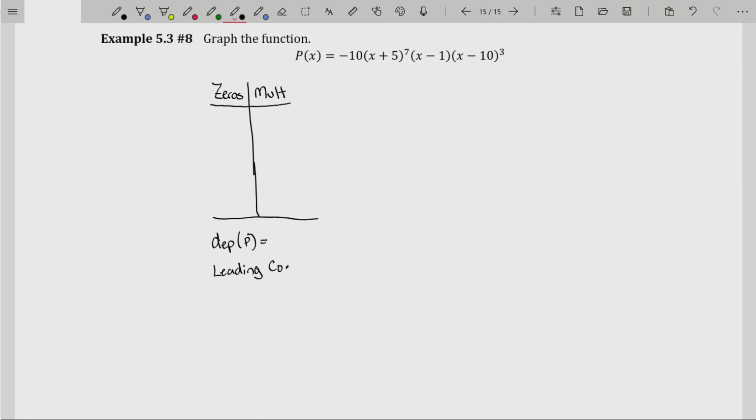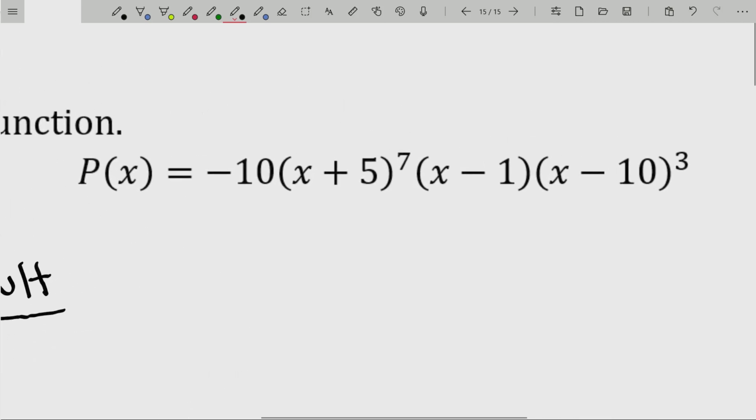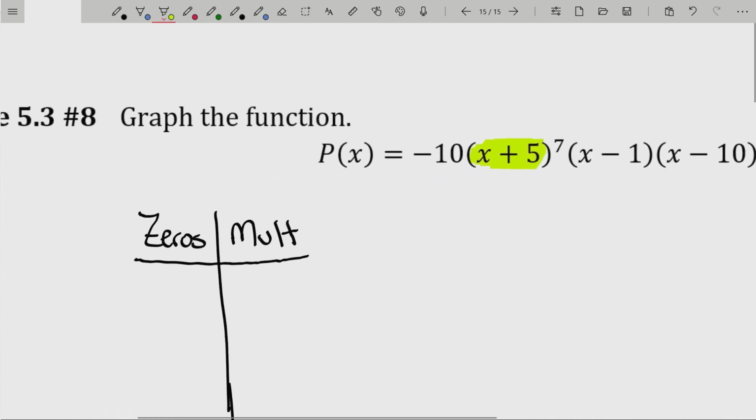I don't really write out the full word coefficient because it's just a lot of handwriting, so I just stop it there. Now, looking at our polynomial, from the very first factor involving x, you can see -5 will turn that into 0, so -5 must therefore be a 0. And it'll be a 0 of multiplicity 7, because that's the power on that.